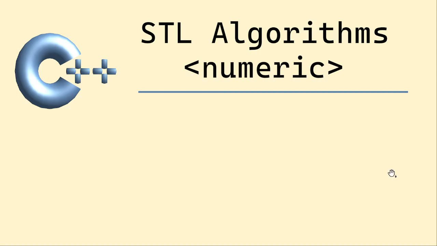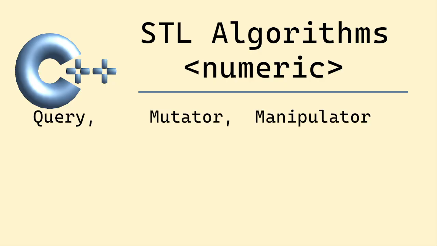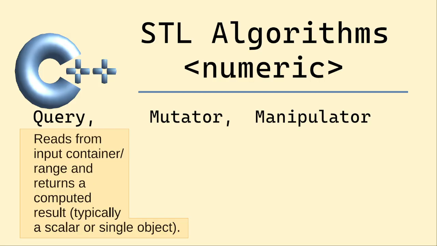Here I will focus on the numeric library of STL algorithms. Usually numeric library algorithms are not categorized, but here I attempt to categorize them as query, mutator and manipulator types. A query type algorithm reads the input container, or the object's data from the input container and range, and returns a computed result. Typically the result is in the form of a scalar value or a single object.